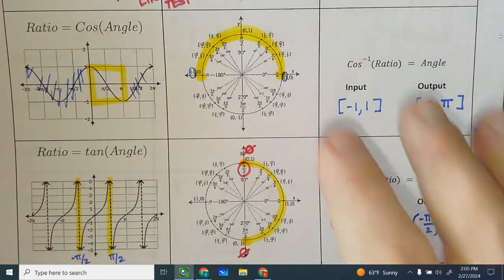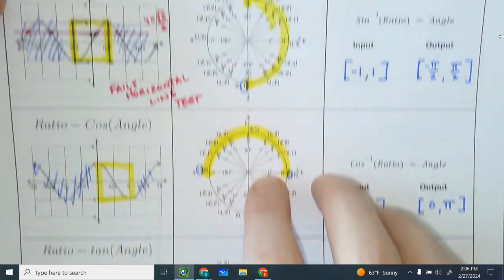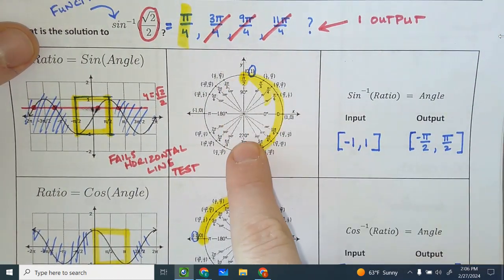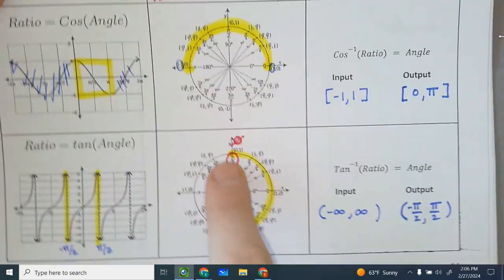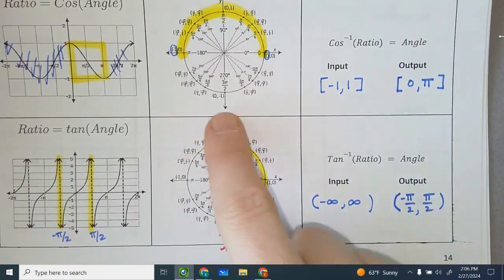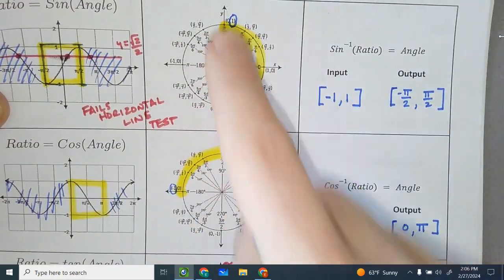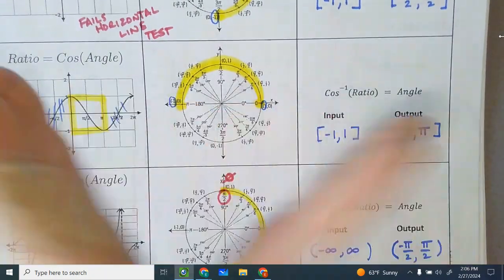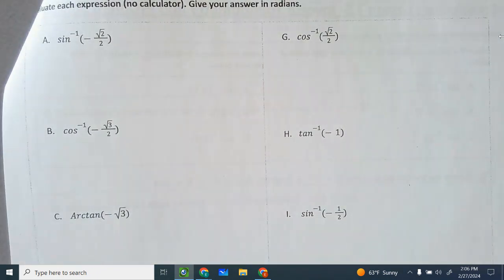All right, so here's the biggest thing that you need to take away from what we just did. Inverse sine is the right side. Inverse cosine is the top. Inverse tangent is the right side. Right side, top, right side. Remember those. Okay, now here's what your problems are going to look like.